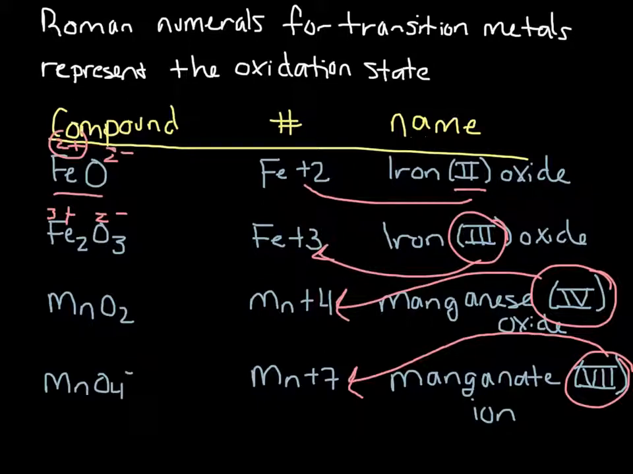You could figure it out as well, because if you have oxygen, and we know oxygen's -2, there's 4 of them, so that's an overall -8. We need to make sure we have a -1 charge, which means we need to have +7, because +7 minus 8 gives you -1. So you could determine it in that method as well, just going back through the oxidation numbers as we have done previously.